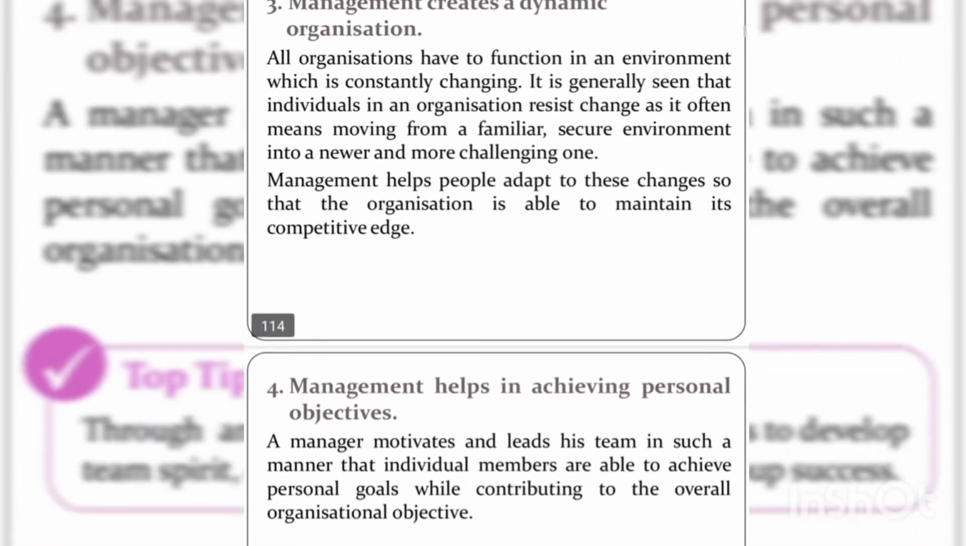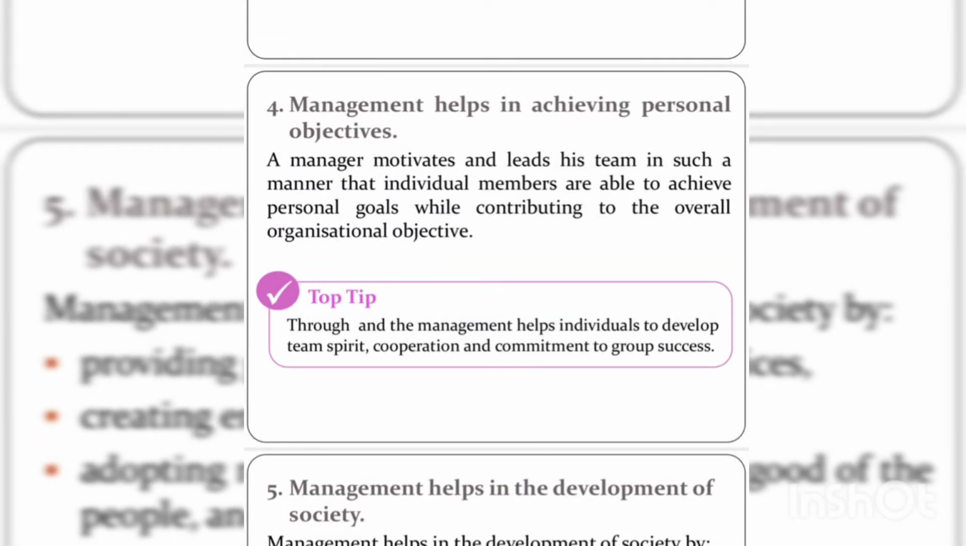Next point is management helps in achieving personal objectives. The previous topic was objectives, and we have discussed what is personal objective, where we are talking about the needs of the people. Here the personal needs of the people are fulfilled. So management helps to fulfill the needs of the people.